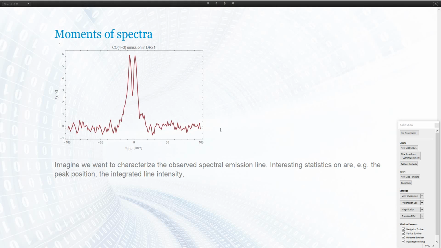In astronomy, these moments are regularly used to characterize a spectral line, for example. This is an example of an actual spectral line. This is carbon monoxide, a rotational transition with rotational quantum number changing from 4 to 3 in DR21, which is a star-forming region in Cygnus, somewhere on the northern sky.